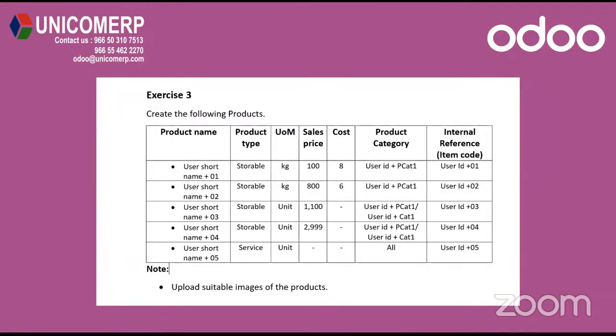The next exercise is regarding the creation of products. You can create the product name by entering your user short name plus 01, 02, 03 as such for the product names. And for item codes, you can enter your user ID plus 01, 02, 03, etc. as your item code. So for the item name, the prefix should be your user short name. And for the item code, your prefix should be the user ID given to you. That's the 6-digit user ID given to you. You can also upload suitable images of the product.